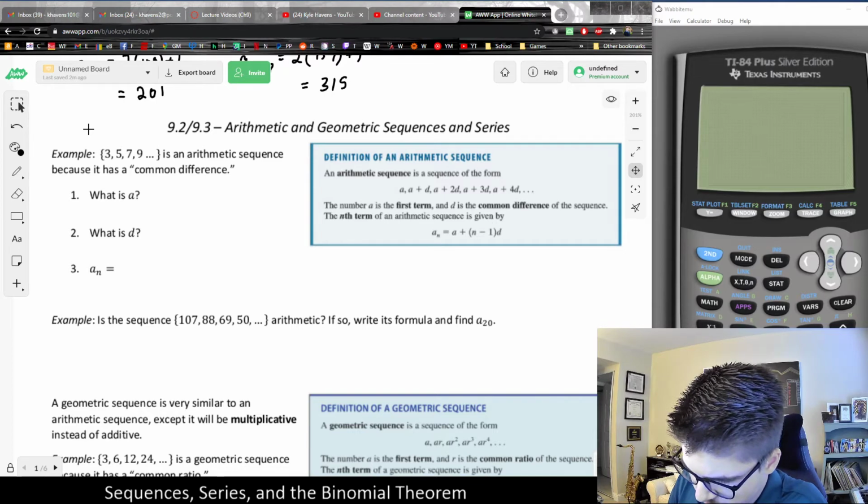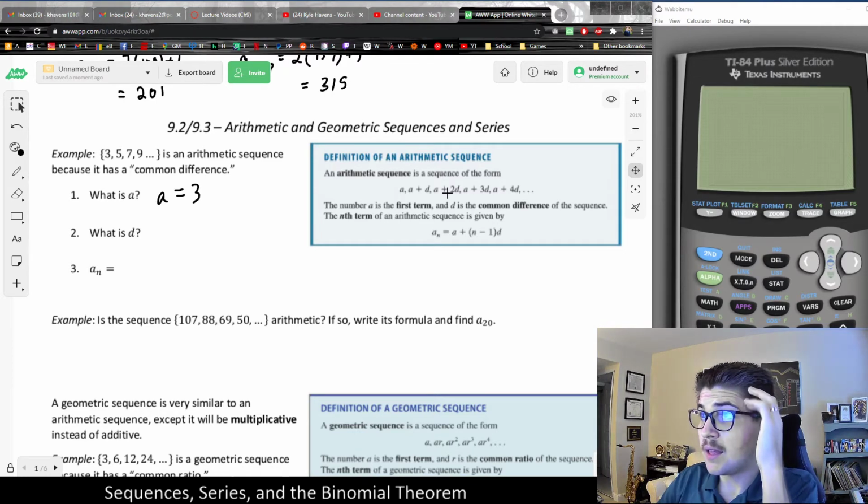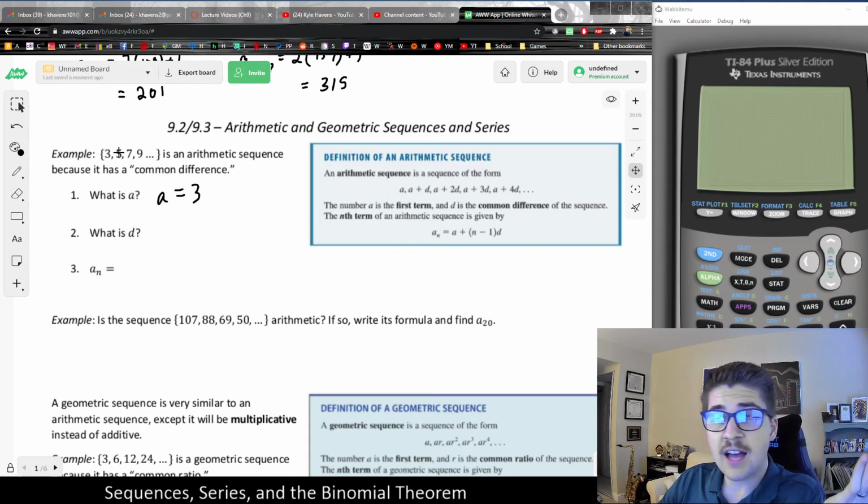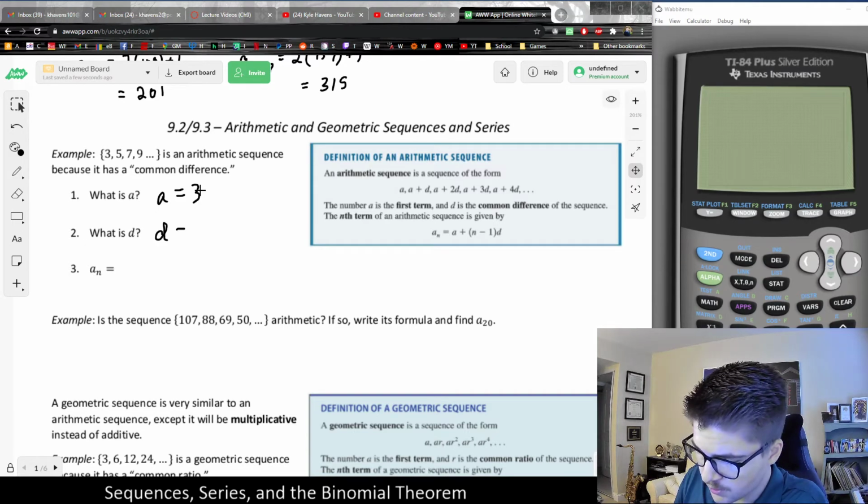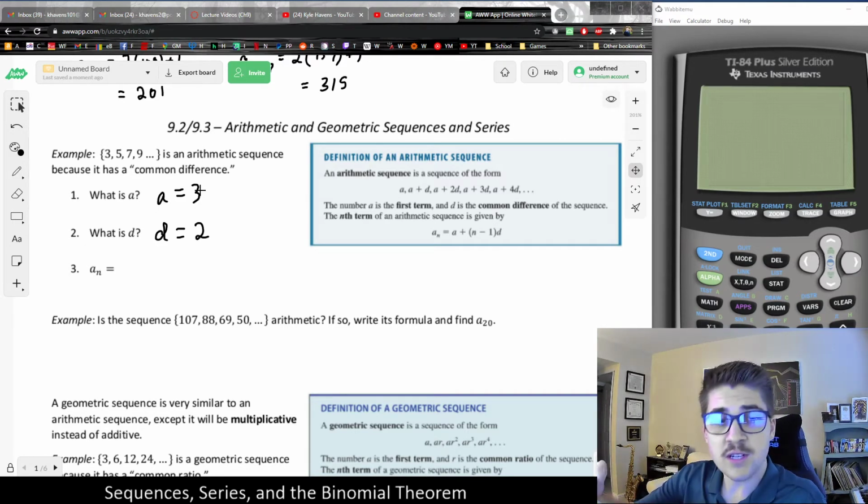A is equal to 3. And then d would be, since the next term was 5, well, I started with 3 and added 2 to it. Often I refer to that as the common difference. That's what is being added between the terms, where a is the first term.